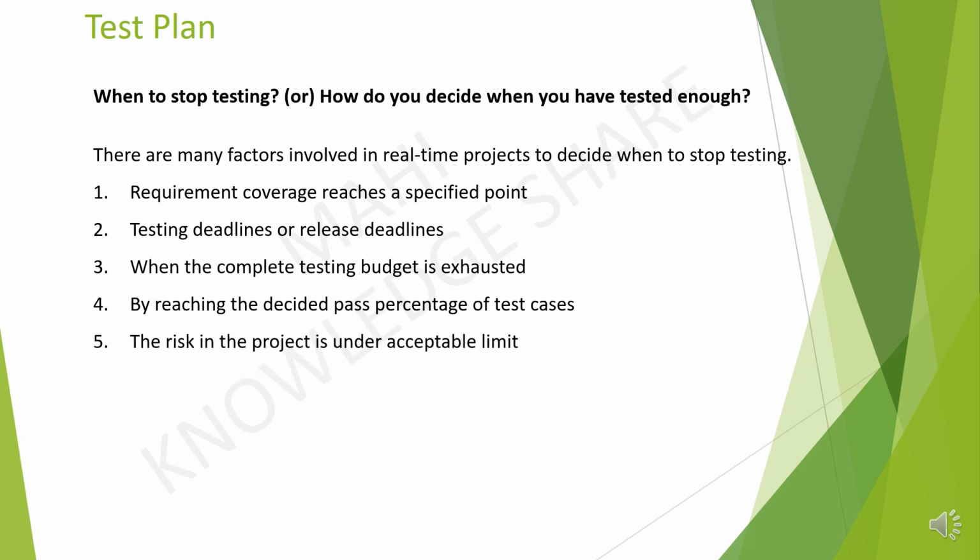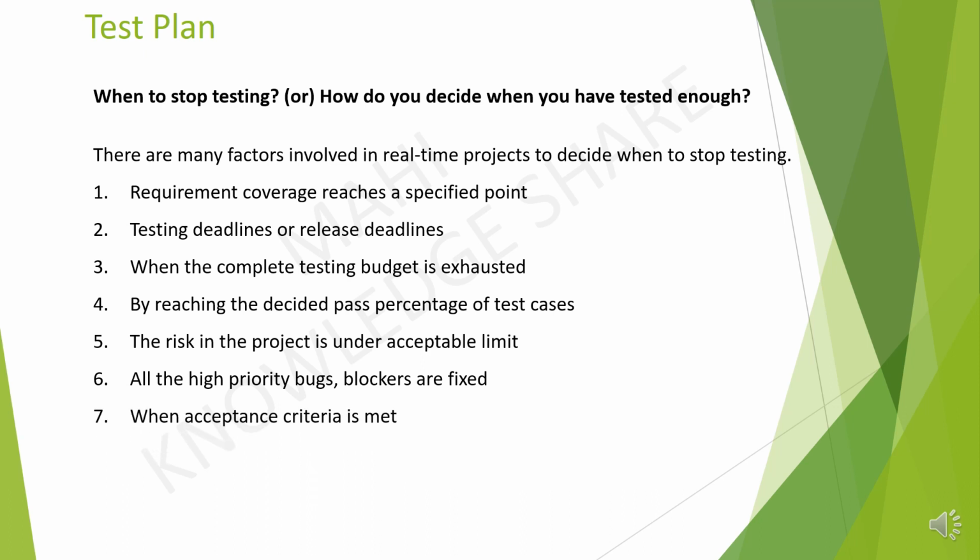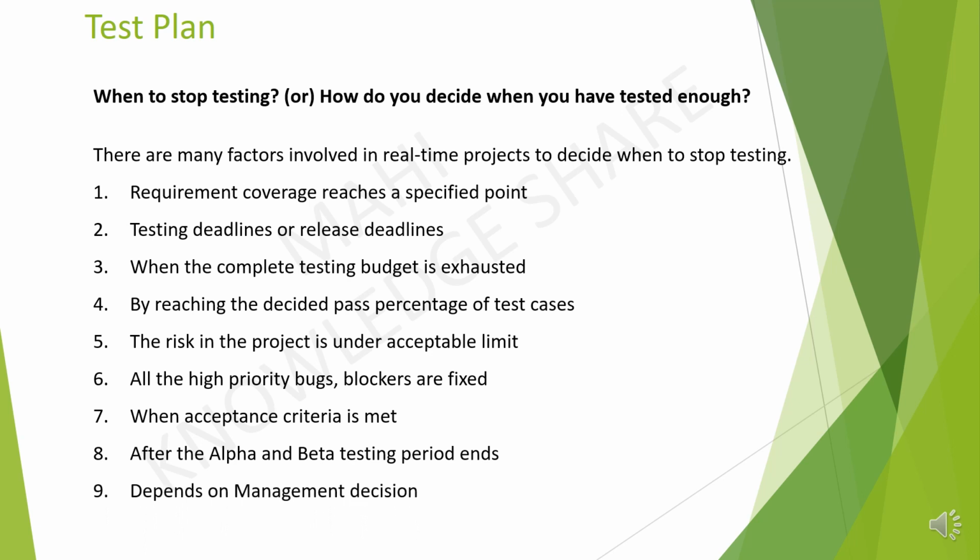We will stop testing when the risk in the project is under acceptable limit. We will stop testing when all the high priority bugs and blockers are fixed. We will stop testing when acceptance criteria is met. We will stop testing when the alpha and beta testing period ends. And we will stop testing on guidance from management decision.